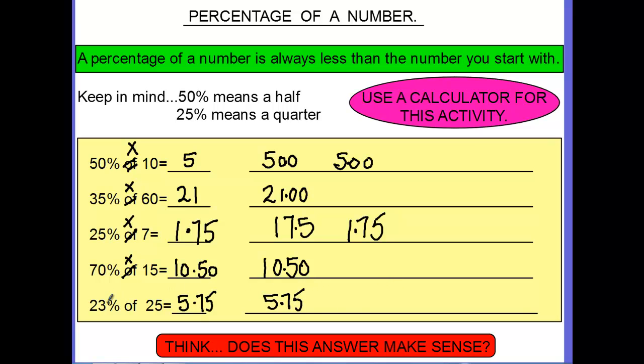Just to go over it again, multiply the whole numbers, and remember that "of" means lots of or times. Just multiply the whole numbers, and then use a decimal point and ask yourself this key question: does this answer make sense? Okay, that's it.